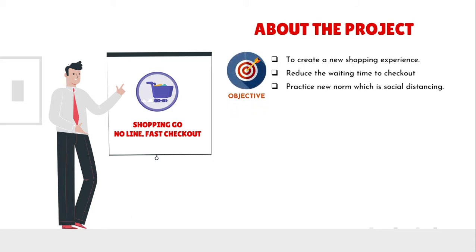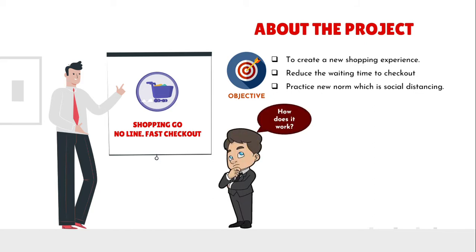Here we have lined out 3 objectives that we want to achieve. The first one is to create a new shopping experience. Second, to reduce the waiting time to check out. We know waiting in the line can be so frustrating, especially when you are in a hurry. It's so annoying. And lastly, is to practice the new norm, which is social distancing. Due to the COVID-19 outbreak, we want to encourage people to practice a new norm in order to minimize the virus transmission and to support the government campaign in flattening the curve.